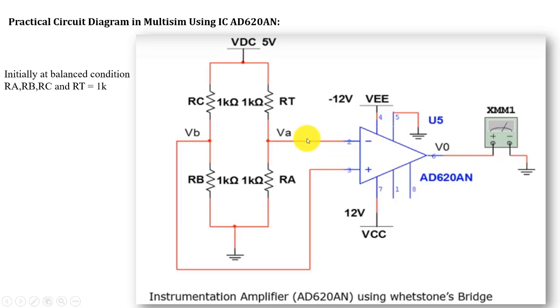So directly we can connect this VA and VB to the terminal. VA is connected to the inverting terminal and VB is connected to the non-inverting terminal, and pin number 5 is connected to the ground as per the requirement. For this circuit we have chosen RA, RB and RC equal to 1K, and RT also 1K for balance condition. The biasing voltage, that is the power supply, is given as minus 12 volt, plus 12 volt, and VDC is selected as 5 volt.